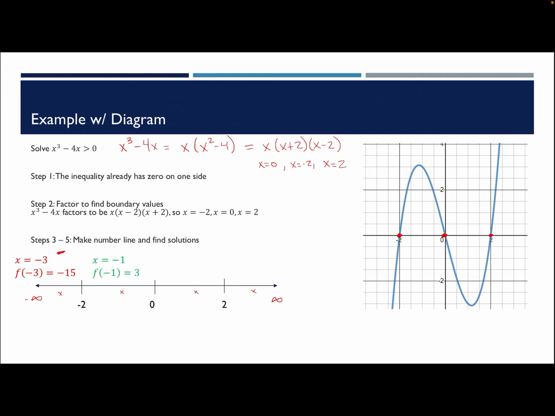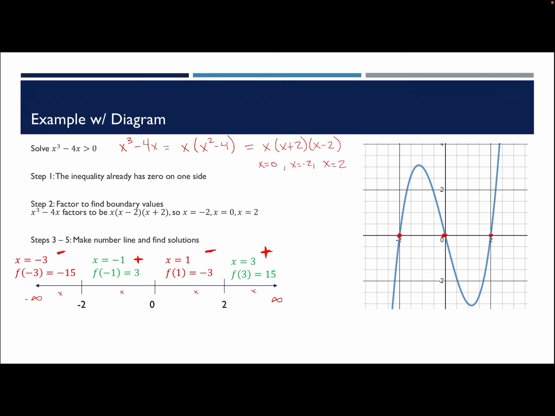Then you can choose a value between -2 and 0, like x equals -1, and that gets you a +3, so that's going to be positive. A value between 0 and 2, something like x equals 1, if you substitute 1 into the function, you get -3, so that's going to be a negative. And then if you choose a value between 2 and infinity, you could get x equals 3, for instance. If you substitute in 3, you get 15, which is going to be positive.